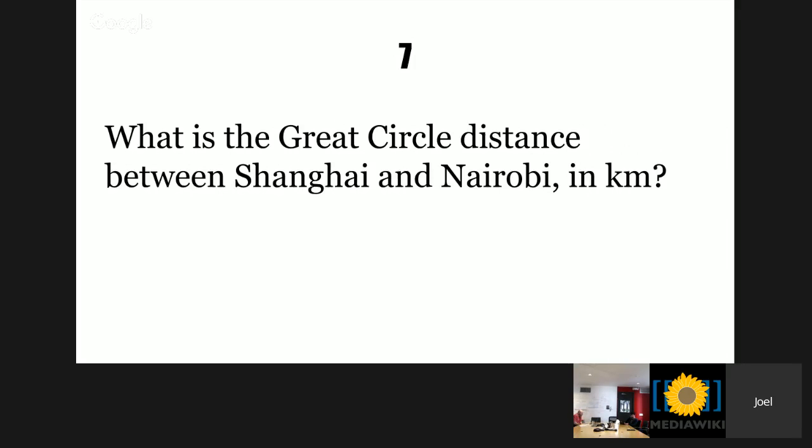Question 7, for the last time, what is the great circle distance as an airplane would fly between Shanghai and Nairobi in kilometers? Remember, a high number and a low number.